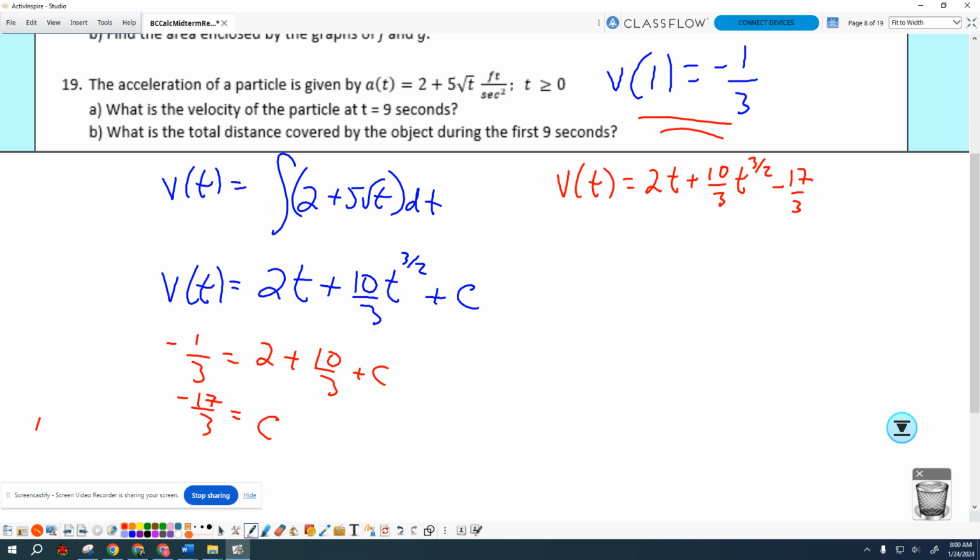Right, so if that's my equation for velocity, plug in 9 and just get a number for part A. 9 to the 3 halves is 27, divided by 3 is 9, times 12 is 108. Minus 17/3. Gross. 108 minus 17/3. Oh no. On the AP exam, I'm allowed to leave that.